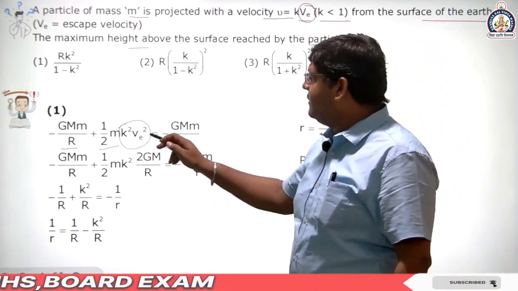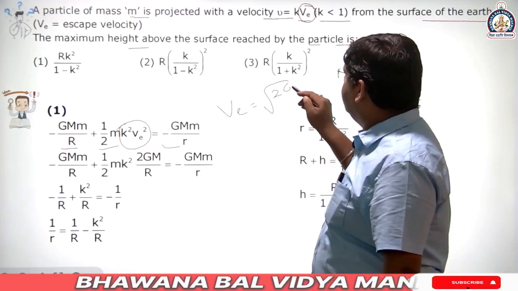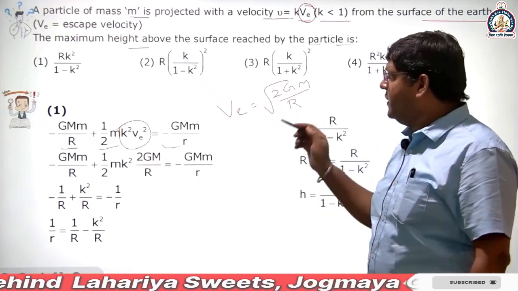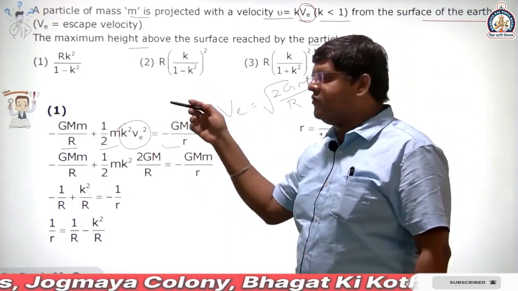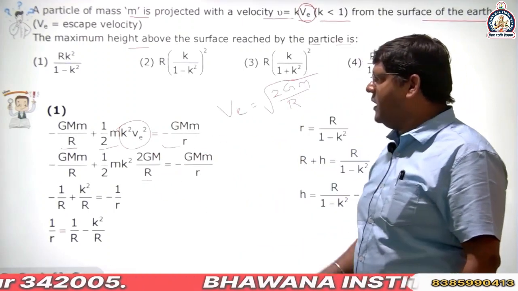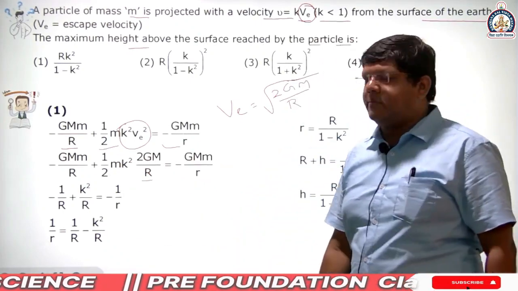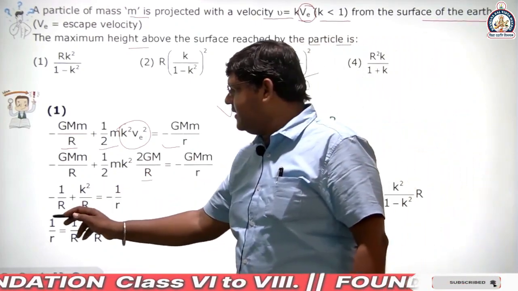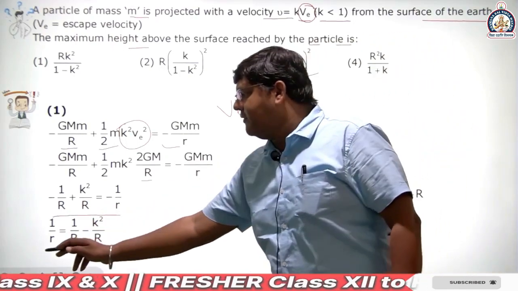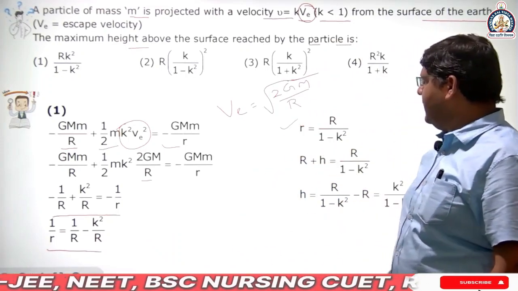Now the formula for escape velocity is under root 2GM upon r. Since this is escape velocity square, the under root cancels out, so we get 2GM upon r equal to minus GM upon r. Now taking common and cancelling the similar terms, we get minus 1 upon r plus k square upon r equal to minus 1 by r. Solving for 1 by r, we get this value, and for r we get this value.